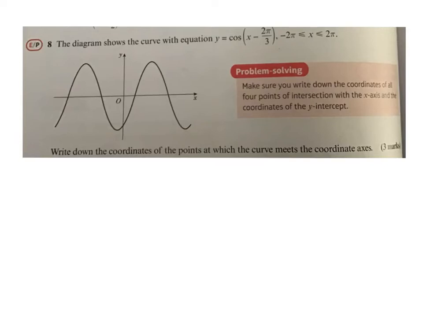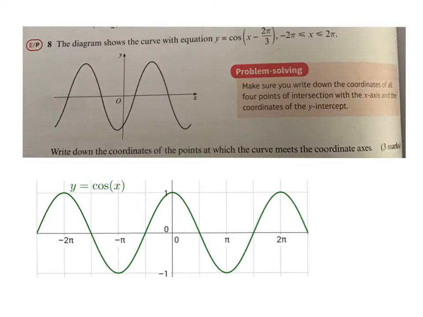Hello, let's walk through question 8 from exercise 5a, looking at a translation of a cos graph. Let's have a look firstly at the original cos graph to see what we're working with. Okay, here we go. So let's have a look at some of the features. There we go, we've got that maximum there at 0, at 2 pi.